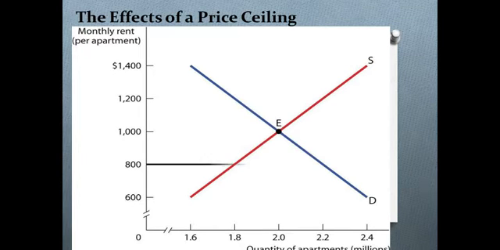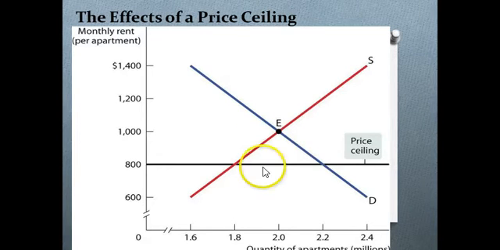So here's our equilibrium. A price ceiling means that it can go no higher. If you have a ceiling in your apartment, you can't go higher than the ceiling, theoretically, right? So that's the cap. That's the max that you can go. So in this instance, the government has imposed a price ceiling of $800 a month, meaning that landlords are not allowed to charge more than $800 a month for apartments.